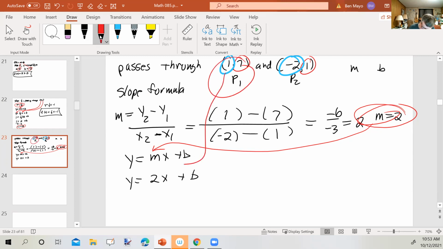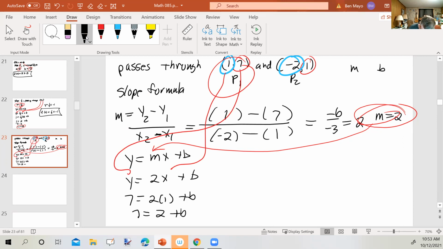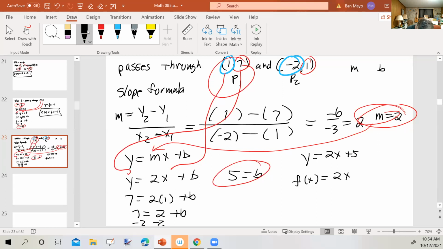So x is 1 and y is 7. So 7 equals 2 times 1 plus b. 7 equals 2 plus b. Subtract 2 from both sides. B equals 5. So now I know the slope is 2 and the y-intercept is 5. So y equals 2x plus 5, but in function notation, f of x equals 2x plus 5.